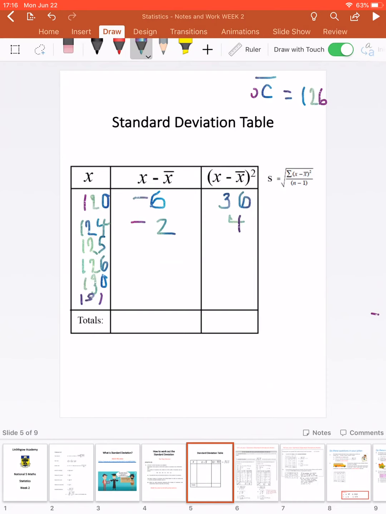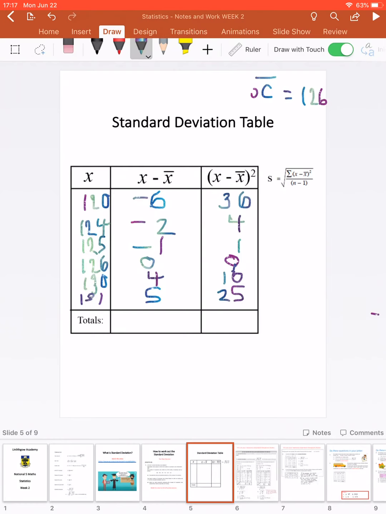125 subtract 126 is negative 1. Negative 1 times negative 1 is 1. 126 subtract 126 is 0. 0 squared is 0. 130 take away 126 is 4. 4 squared is 16. 131 subtract 126 is 5. And then 5 squared is 25.